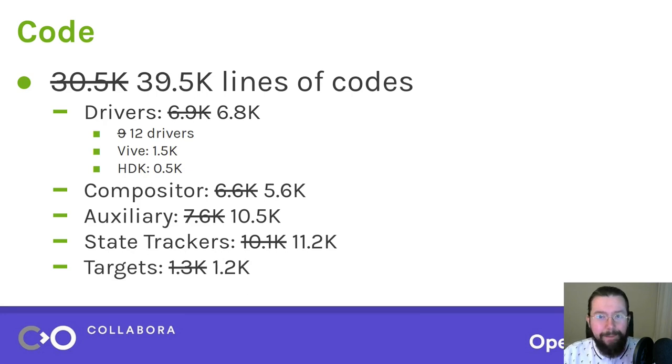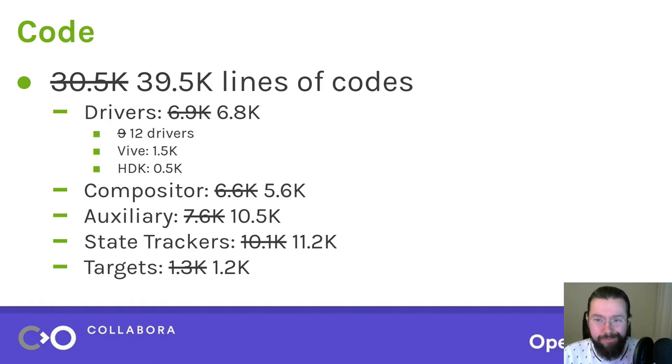So for code, you can see there's a couple of crossed out numbers here, and these are from the beginning of February at FOSDEM. So these are the changes, as you can see. We have gained a total of 9,000 lines of code, but the amount of driver lines of code has actually been reduced, even though we have gained three more new drivers.